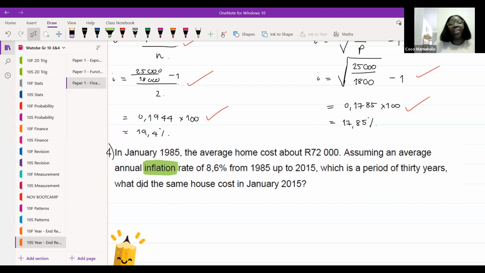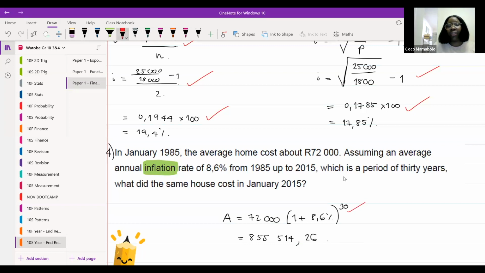That's time. All right, because this is a simple compound interest calculation. Okay, we're going to get A is equal to 72,000, open brackets, 1 plus 8.6% all to the power of 30. And the answer I should get out is 855,514 Rand and 26 cents. 2 marks, just 2. How much did we get out of 2, guys? I'm gonna hope everybody got 2.